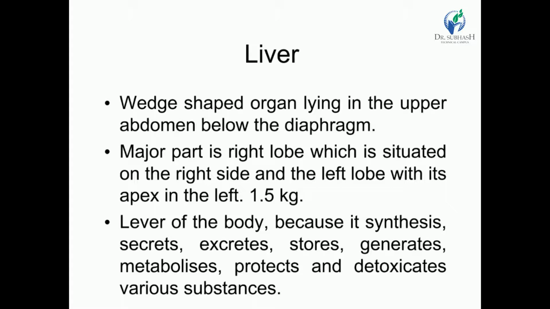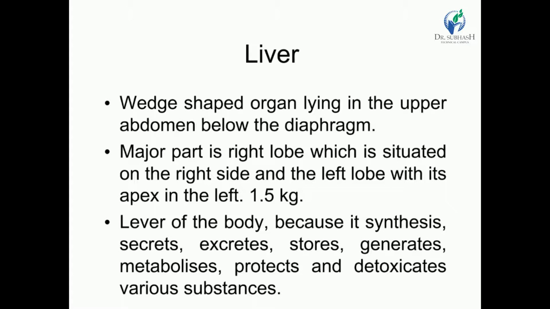Here, while coming to the liver, the major parts are the lobes. The major portion is the right lobe, which is situated on the right side, and the left lobe with its apex on the left side. While considering weight, the liver weighs approximately 1.5 kg on average in an adult healthy human being.